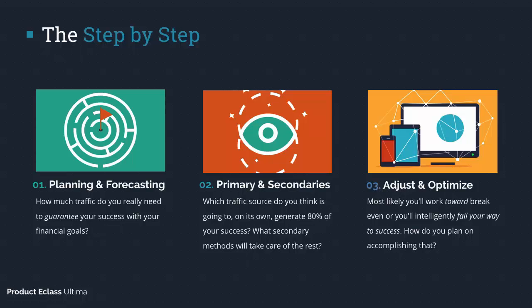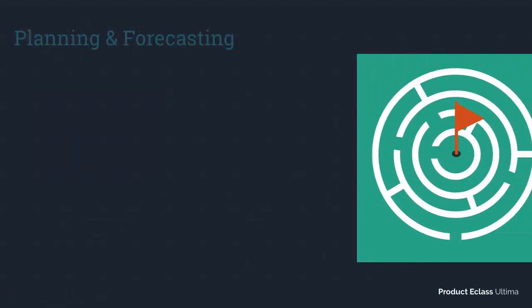These are the three primary focuses of this whole training. It's very simple. You plan and forecast, you identify primary and secondary traffic sources, you implement those, and then you adjust based on the results, and then you work towards optimization and ultimately success.